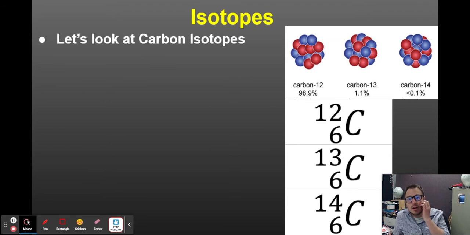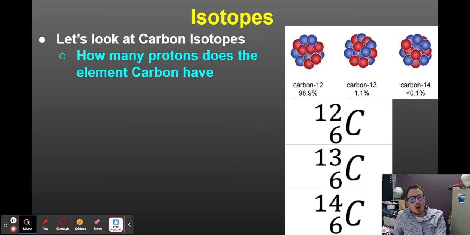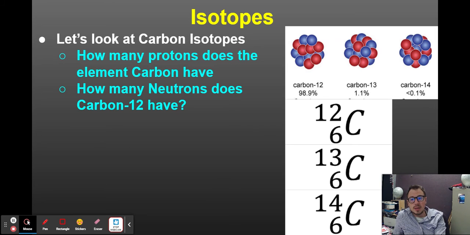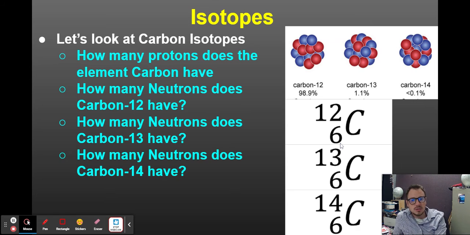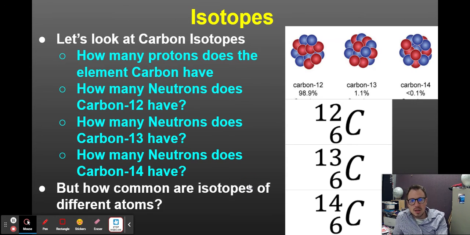So now let's talk about isotopes. So if we look at carbon isotopes, I've got carbon-12, carbon-13, and carbon-14. All of these carbon atoms are going to have 6 protons. That's what makes it carbon. Now, how many neutrons does carbon-12 have? Well, it's going to have 6 neutrons. 12 minus 6. That's 6 neutrons. Well, now carbon-13, 7 neutrons. Carbon-14 has 8 neutrons. Right? So that is what an isotope is.